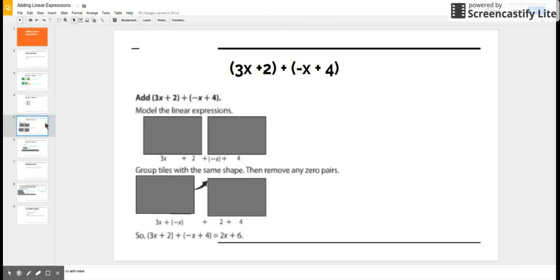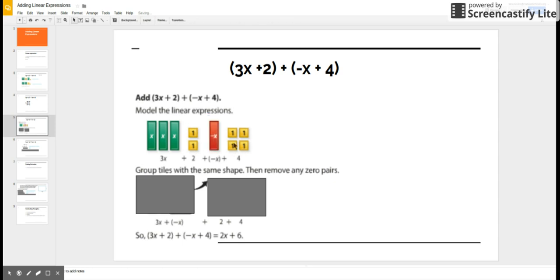All right. Here's another one with the modeling. This time we threw in a negative x over here. So we have add 3x plus 2 plus negative x plus 4. So first we're going to model. We're going to draw out 3 x's and 2 ones. And then on this side, we're going to draw out 1 negative x and 4 ones.